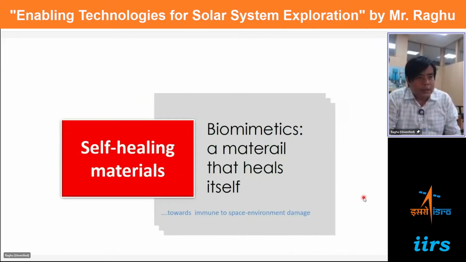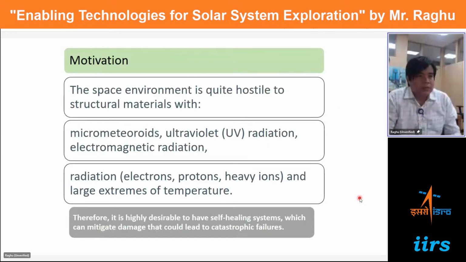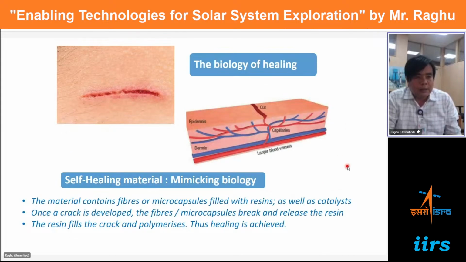Another area you can think of is biomimetics, that is, self-healing materials. In the space environment and planetary systems, if something happens we cannot go and repair it, so the material should have a property that it heals by itself. The motivation is that, with a lack of atmosphere like on the Moon, the radiation is very harsh and there is no magnetic field. Because of no magnetic field, radiation directly bombards the surface, so sputtering takes place.